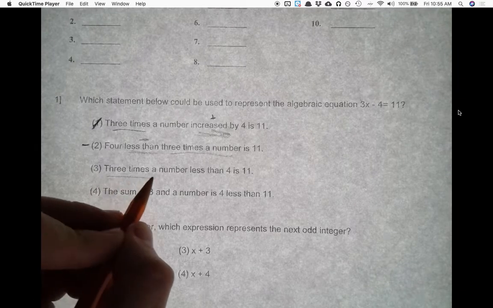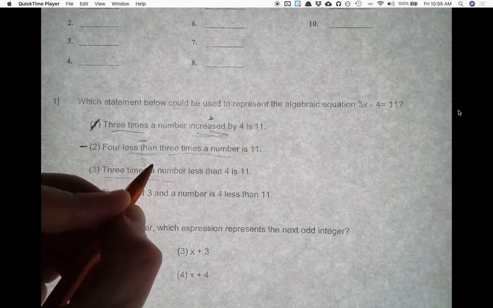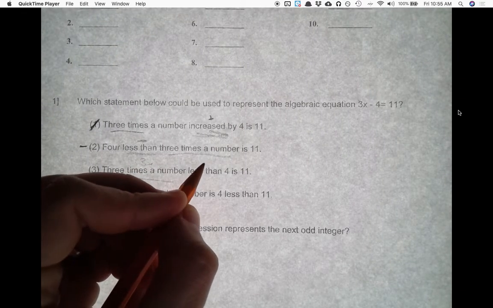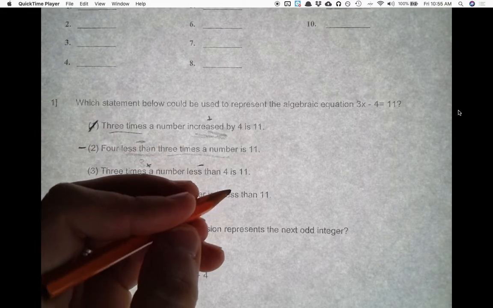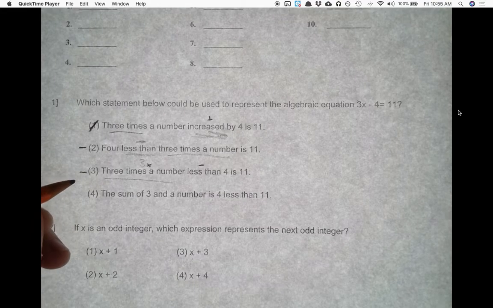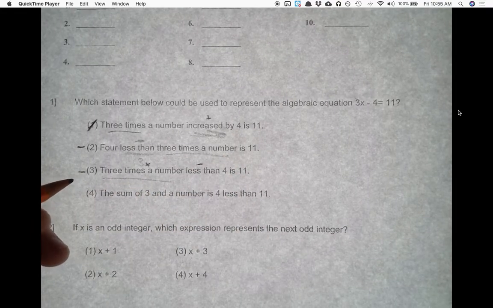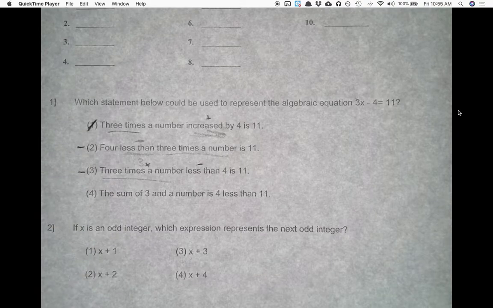3 times a number, that's my 3x. Less than 4, that's still a minus over there, is 11. So 2 or 3 look kind of similar, just they're flipped. One's got the 4 in front here, the other has the 3 in front there.